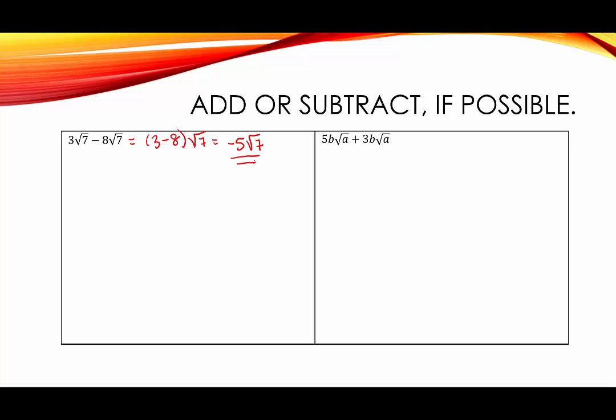Notice that the radical, just like if this was a variable, doesn't change. We just are combining the coefficients when we add or subtract. How about this second example? We have 5b root a plus 3b root a. So this is kind of like the variable piece. Those should match if we're going to be able to combine them, and they do. So we're looking at 5 plus 3. We have a total of 8b radical a's in this second example.